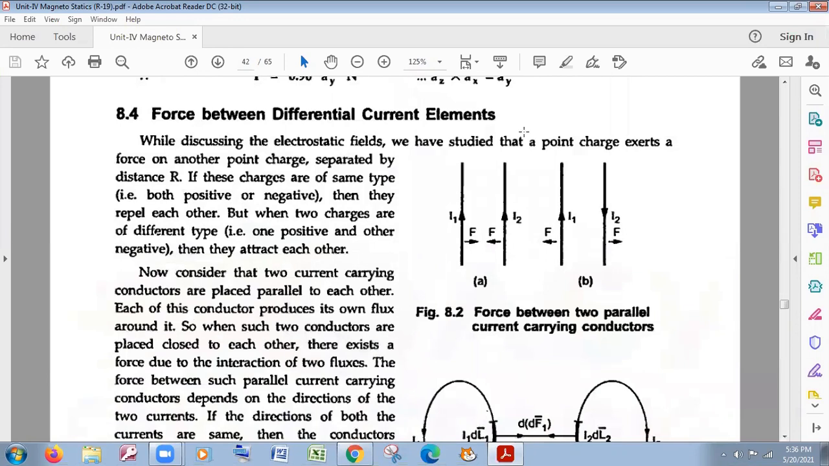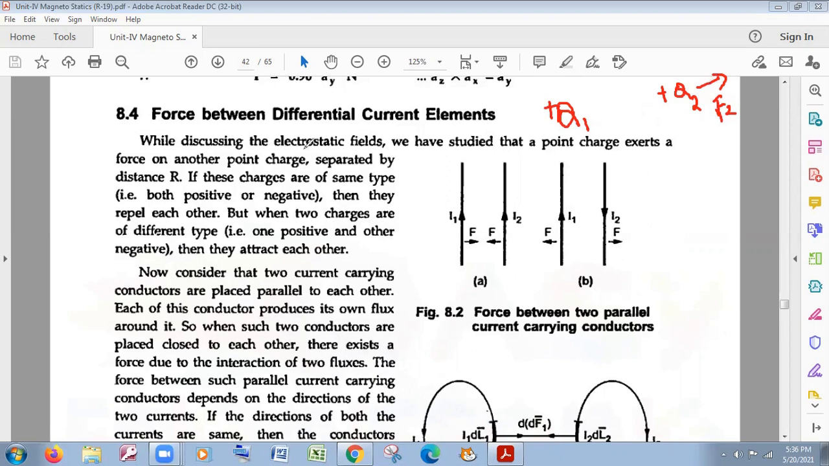In electrostatics, we studied that a point charge exerts a force on another point charge. If there is a charge q1 in free space, and a charge q2 is placed near q1, a force is exerted on q2 due to the charge q1.